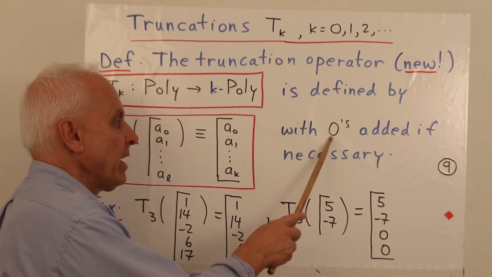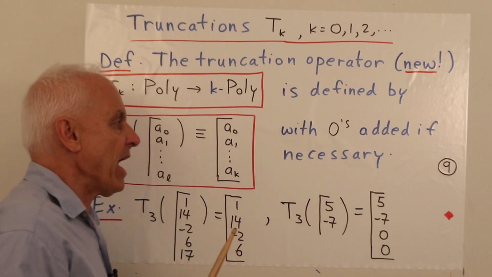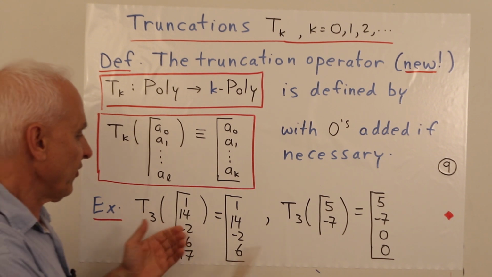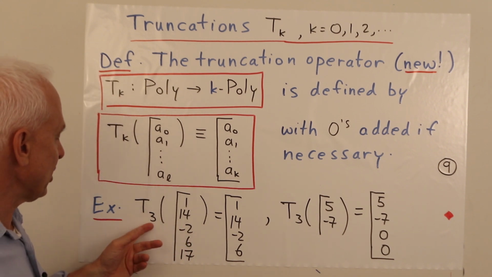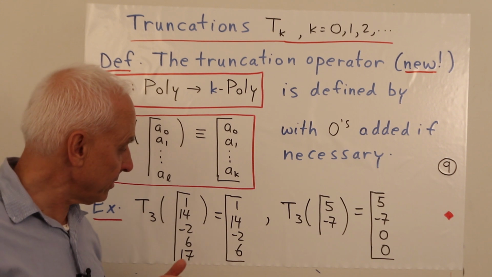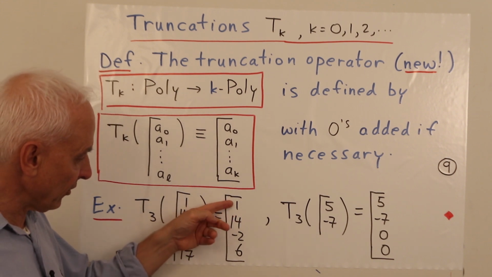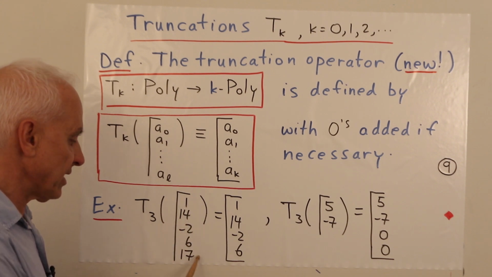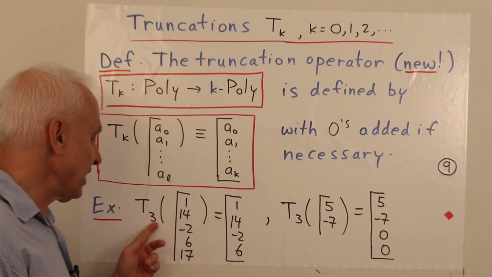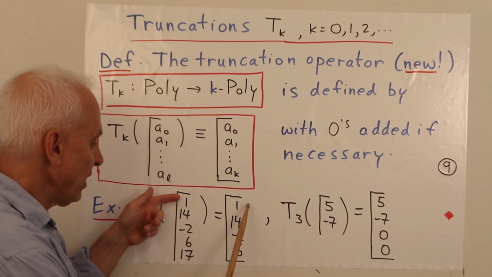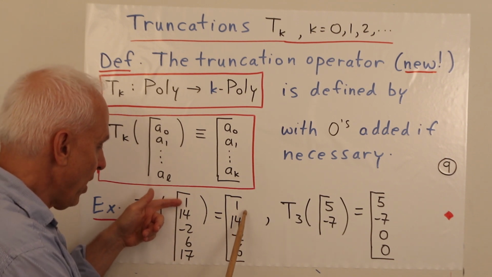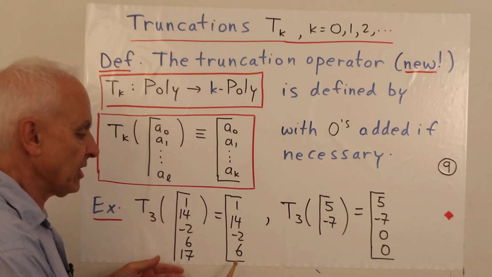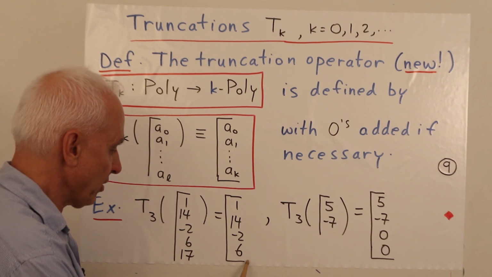So I must say that we potentially may need to add zeros because we have to go all the way down to the bottom. So in other words, let me illustrate with this example here. Let's work in the world of 3 polys. 3 polys have 4 entries, 0, 1, 2, 3. So here's a poly number, 1, 14, minus 2, 6, 17. Let's take t sub 3 of that. What we do is we strip off the 0th one, the 1th one, the 2th one, and the 3rd one, and disregard everything else and just put a bar to close things.